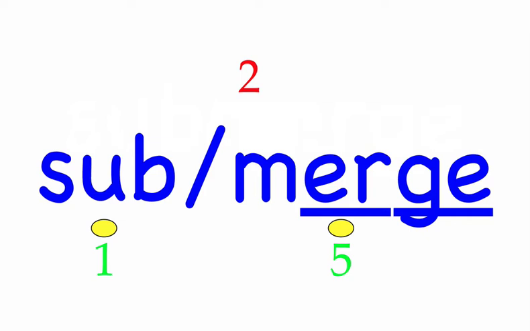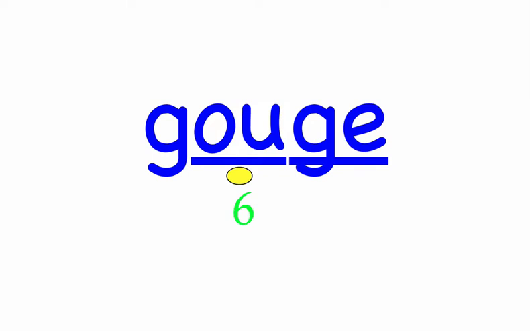Gouge. Gouge. He was trying to gouge the customers. Gouge. Gouge has three sounds. G, ow, j. Gouge. Mark the word. Gouge. College. College. I want to go to college.